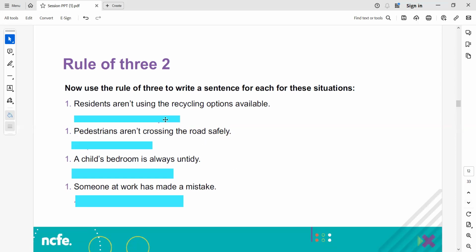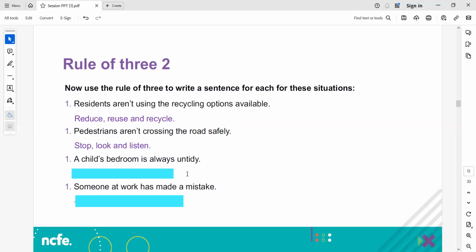Okay, so you might come across this: reduce, reuse, recycle. Easy to remember for people. Pedestrians aren't crossing the road safely. Look left, look right, look left again. Yep, that would be one. We've got another example as well. Stop, look and listen. Well done.